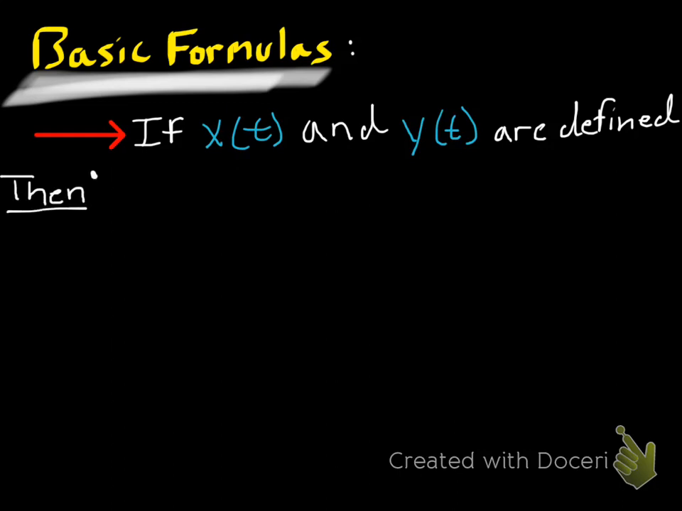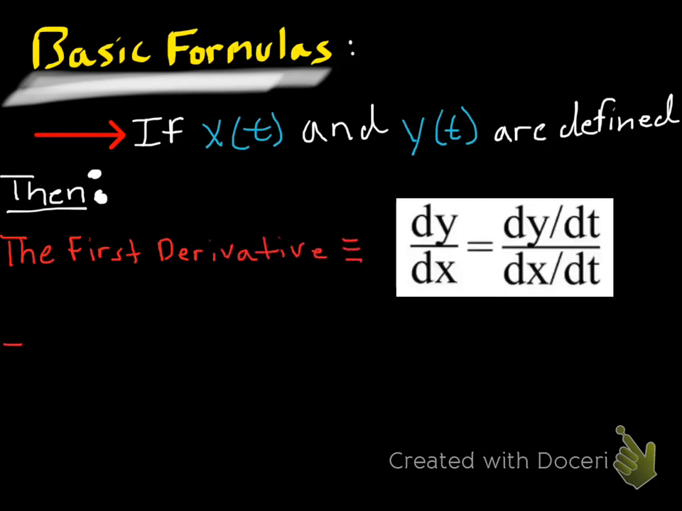So let's look at the first derivative, dy/dx. The first derivative is defined by dy/dx equals dy/dt over dx/dt. So you're simply differentiating both parameters individually, and then you're dividing the derivative of y over the derivative of x, which is pretty simple.